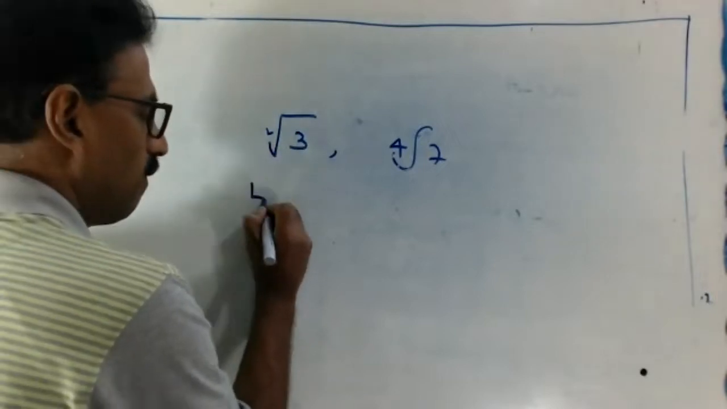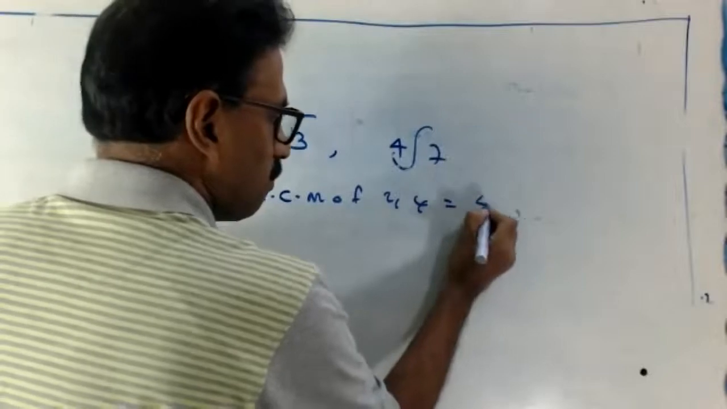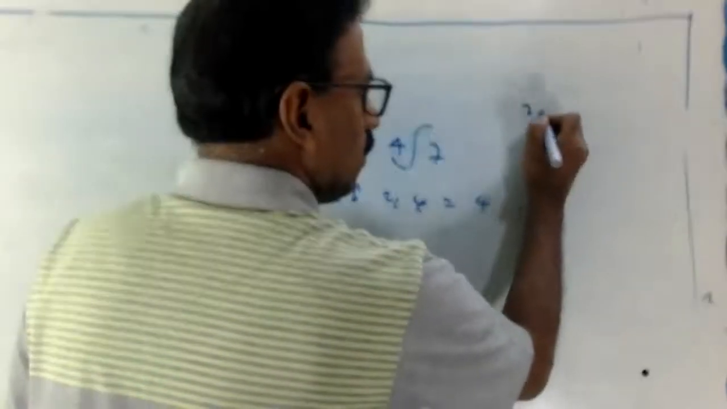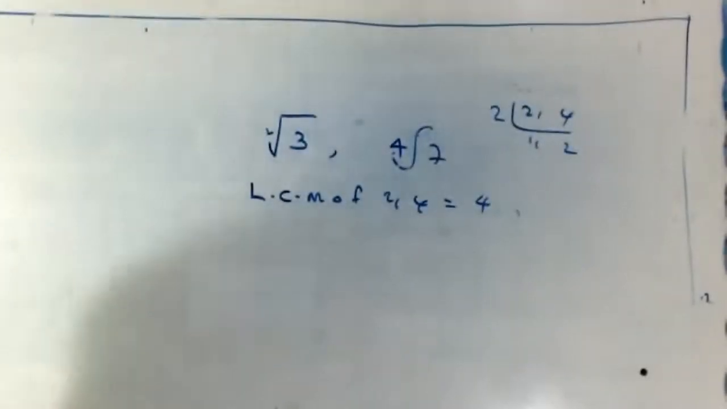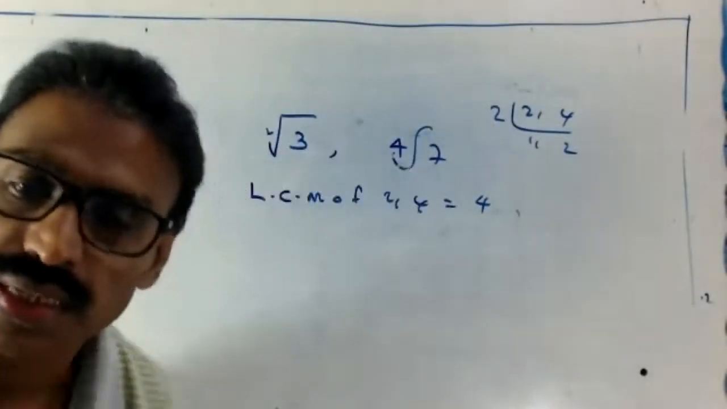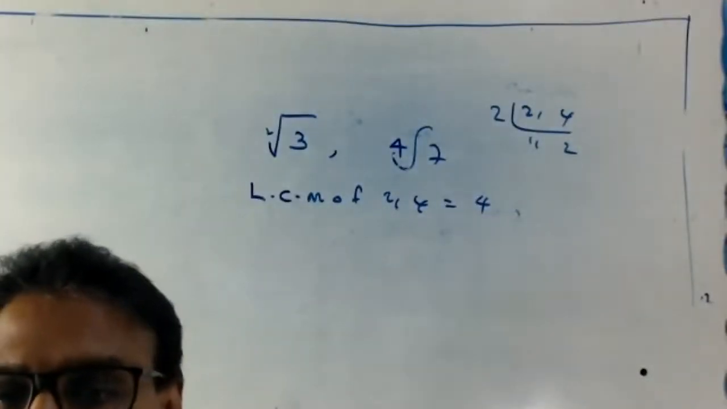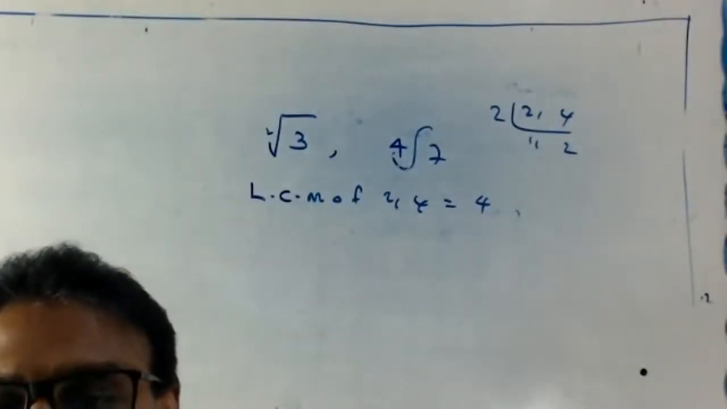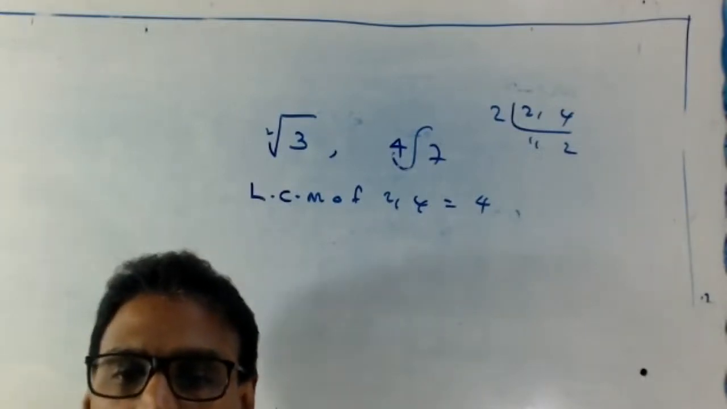Find the LCM of 2 and 4. The LCM of 2 and 4 is 4. You know that. 2, 4, 2, 1, 2. LCM is 4. Are you okay? First you find the LCM. Okay. Up to here okay or not? Okay. Then now look at here.